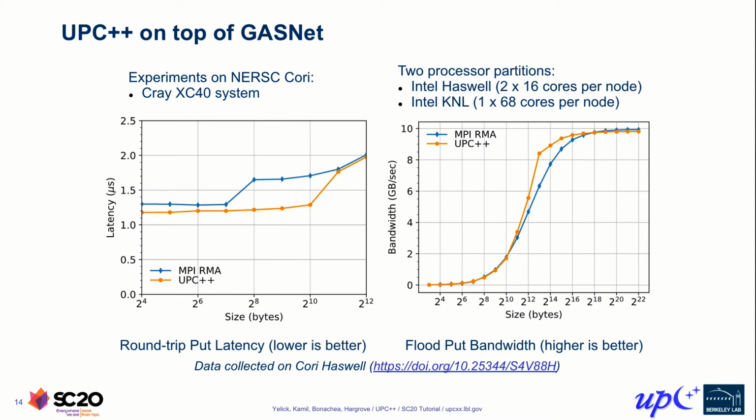Now, MPI RMA is an end-user programming model, so you might also wonder what happens when we put UPC++ on top of GASNet. Do we preserve that performance advantage? And what you see in this slide is that indeed, you do still get faster performance out of UPC++ in terms of latency on the left-hand side, and in terms of flood bandwidth on the right-hand side, compared to the MPI RMA implementation.